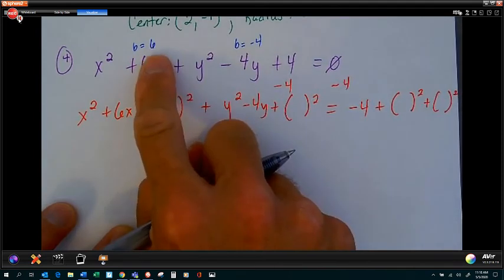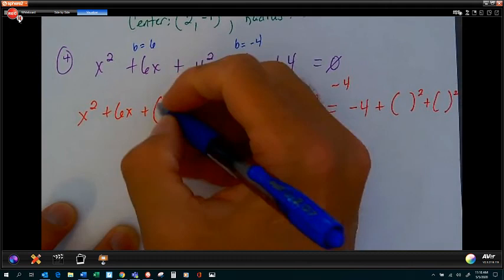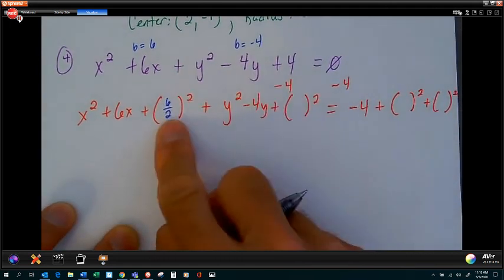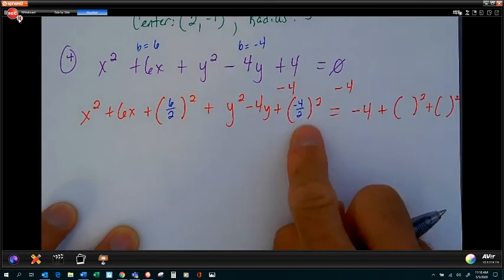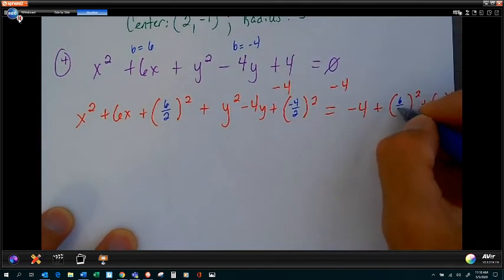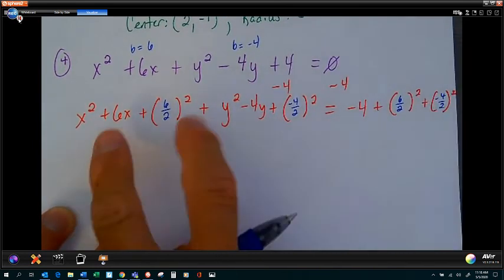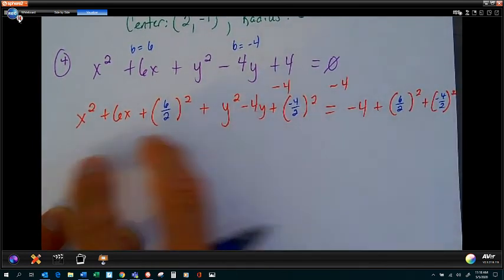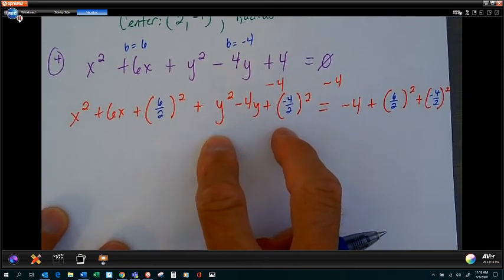So again, I take half of 6, which is 3. I'm going to square that. And then I take half of negative 4 and square that, and then I have to add them to both sides. If I add that to this side, I've got to add that to that side. And remember, I'm trying to create perfect squares here so I can get my radius and my center.